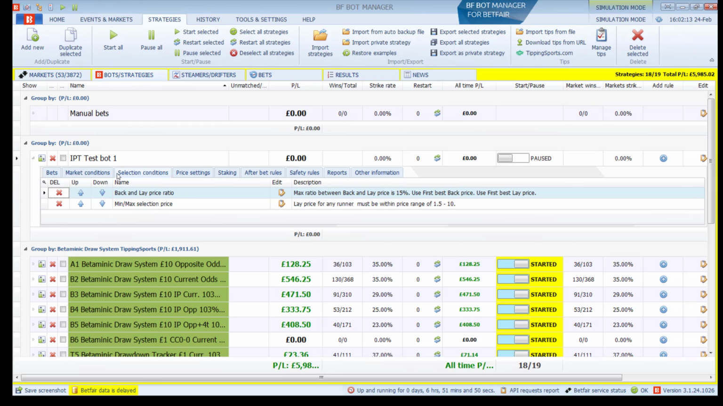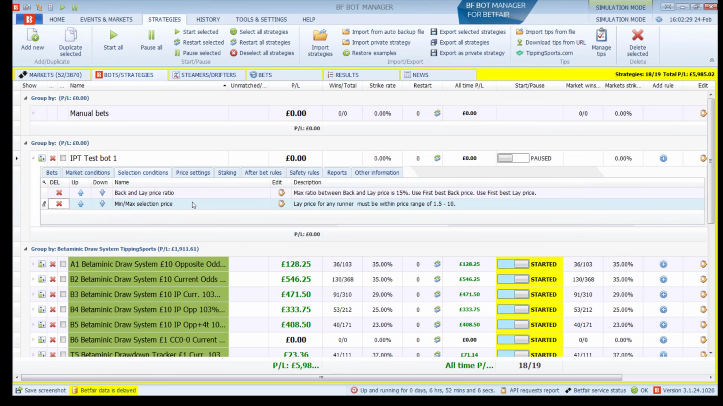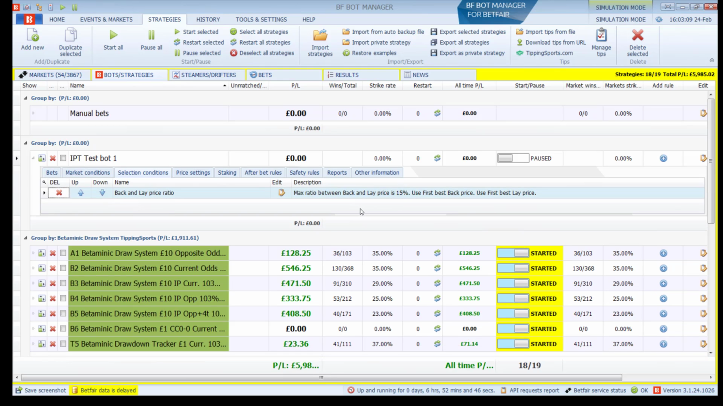Betting is controlled with the selection conditions. For this, I'm going to get rid of the min-max selection price because I don't know what the odds are going to be. If you do have an idea what the range of odds are likely to be, then you should put at least a minimum selection price up there. But I'm pretty sure betting on the next goal is going to be between 1.01 and 1.5 maybe. So there's no need for me to have a minimum, and I will take as high odds as I can get for this. I need to add a rule to tell it to bet.